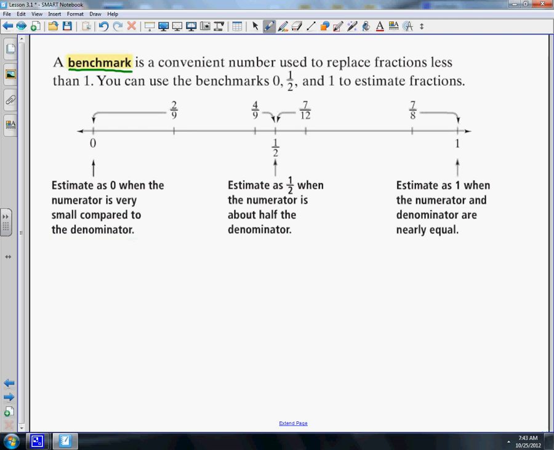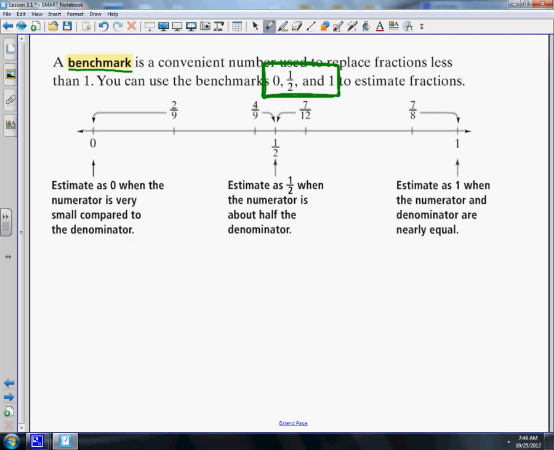So you can use the benchmarks 0, 1/2, and 1. So these are the three benchmarks that you can use. It's kind of like money. So if I go to Meijer and a candy bar is 59 cents, I kind of just assume, oh, it's 50 cents. Or if something is 89 cents, I would say, oh, it's about $1. It's what we use in our everyday lives and shopping and all of that.